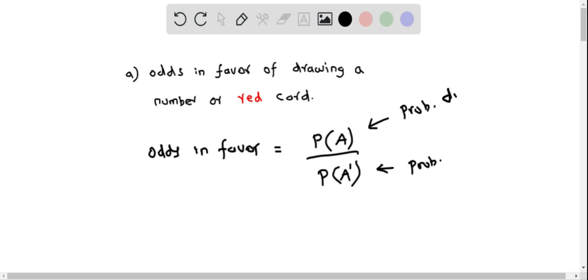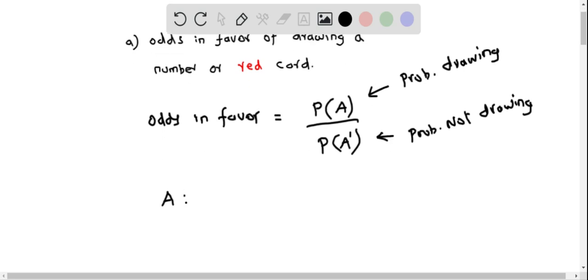This is the probability of drawing, and this is the probability of not drawing the number or red card. So first we have to determine this P of A and P of A bar. If A represents the event of drawing a number or a red card, then P of A represents the probability of drawing a number or a red card. Let's see how to determine P of A. First we have to determine the number of outcomes favorable to A.